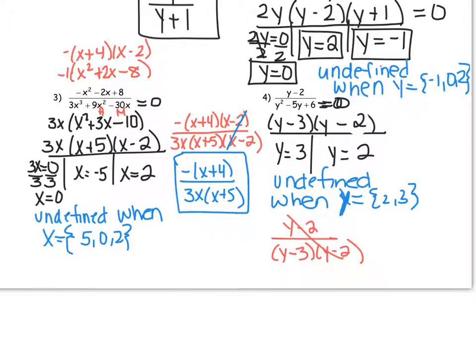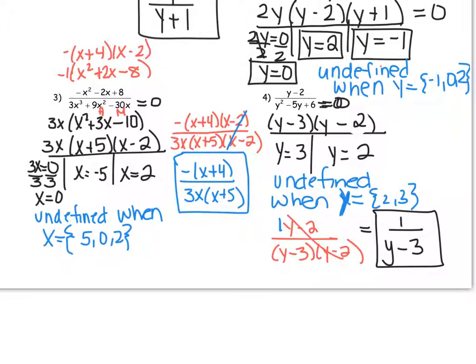But when I say they cancel, when I divide anything by itself, the answer is 1. Now, it's very important that you put that 1 here right now because there's nothing on top. So some people might think the answer is y minus 3, but the answer is actually 1 over y minus 3. So don't forget to put that 1 if there's nothing left on top.